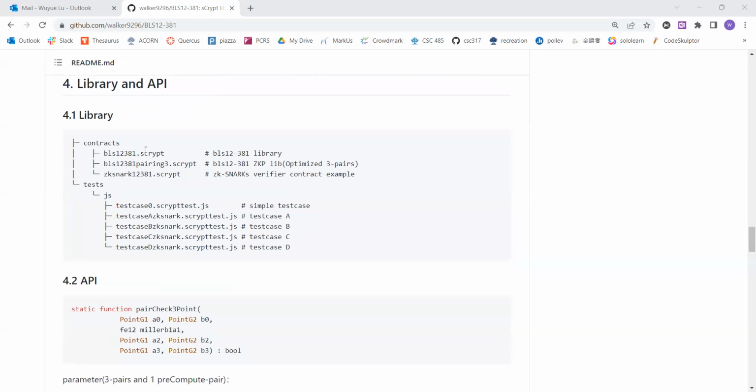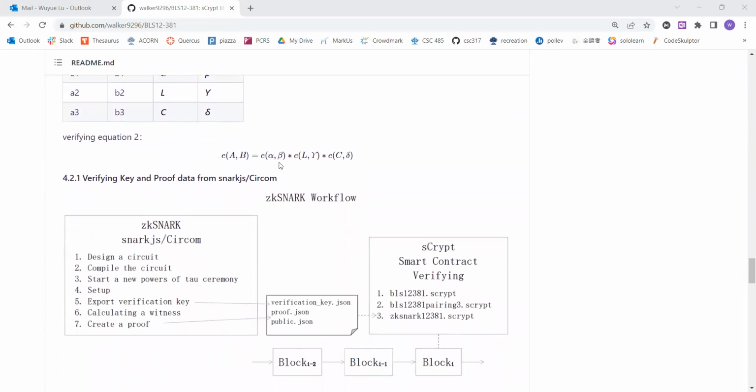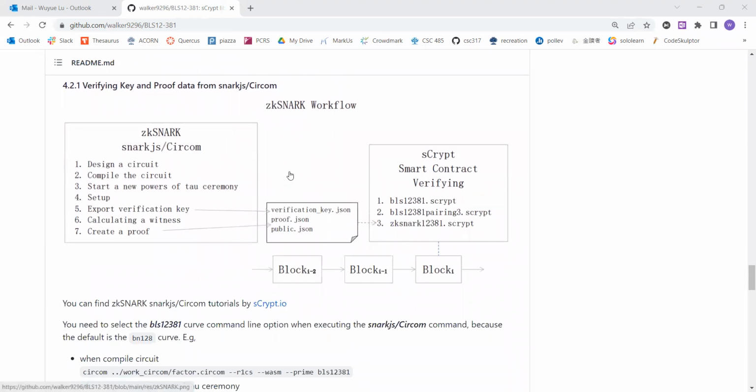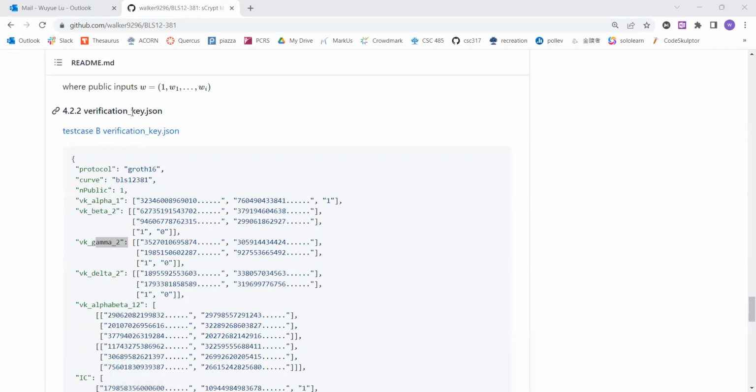And here is the library structure and the API of our project. We have 3 pairs and also one pre-computed pair of parameters as input. Here is an example of how you can obtain the parameters using the Circom tool. So basically, you obtain these 3 files: the verification key, proof, and public. And you can see here, the verification key file contains the information of alpha, beta, gamma, and all the other parameters.